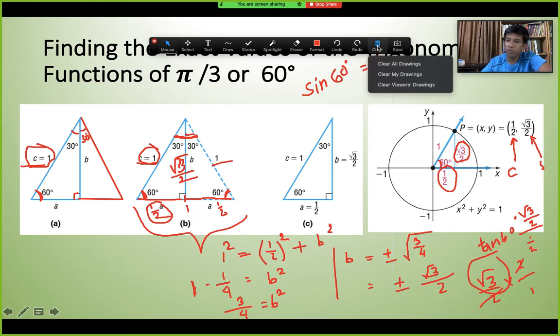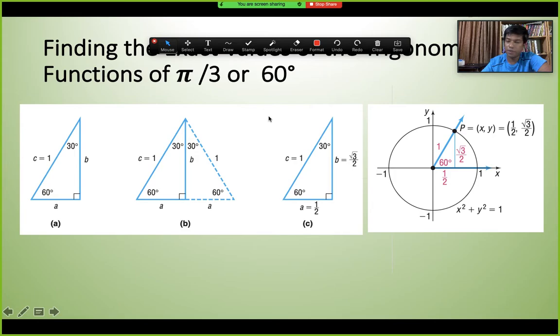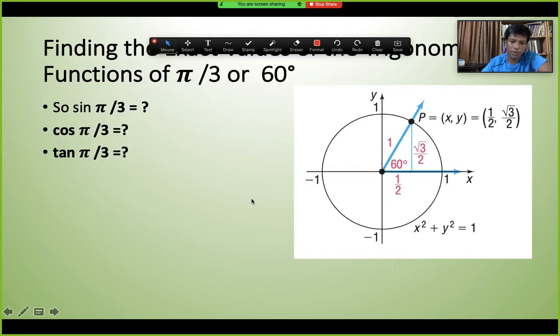Similarly, we can prove other angles also. Suppose it is not 60, but 45 or 30, we can easily prove these too. In the book also, they have shown all these little calculations. So this is a proof for you all, to build your confidence. So, sine pi by 3 means 60 degrees. Pi means 180, divided by 3 means 60 degrees.